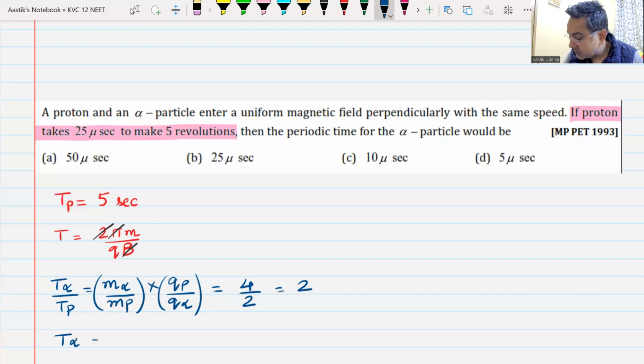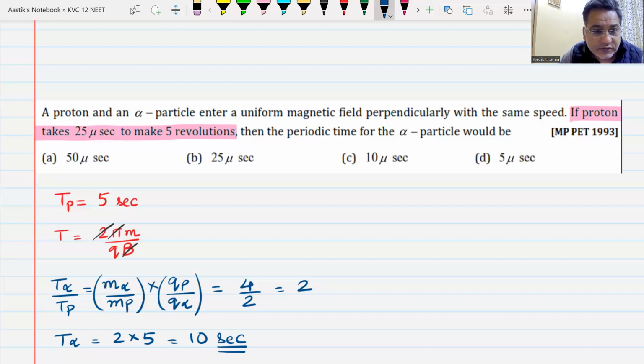So the time period for alpha particle will become 2 times the time period of the proton. The proton time period is 5 microseconds. 2 into 5, 10 microseconds. And that is your answer. Do we understand this, everyone? I'll give you 2 minutes to note this down. Till that time, I move on to the next question. I hope we have understood this.